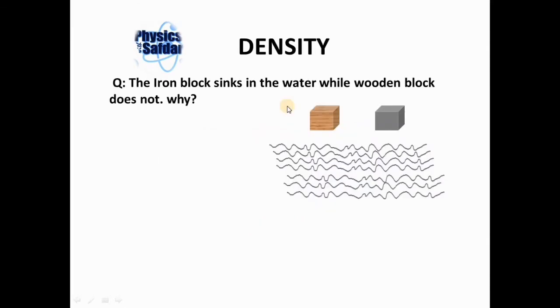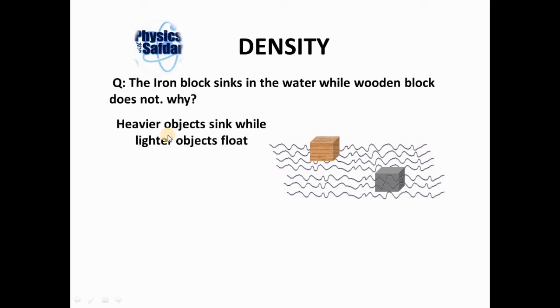Now this question will help you to understand the principle of floating. What is the question we have? The iron block sinks in the water while the wooden block does not. Look at this diagram. We have an iron block, a wooden block and water. When you release the iron block, it sinks in water while the wooden block does not. What is the reason behind it? Now I'm going to tell you the basic principle of flotation. Heavier objects sink while lighter objects float. Here heavier and lighter mean their densities.